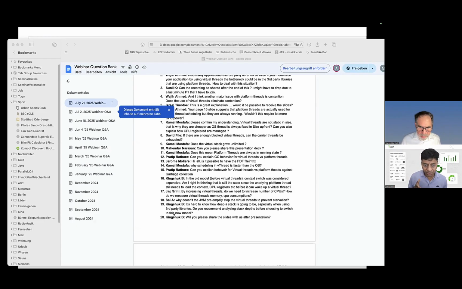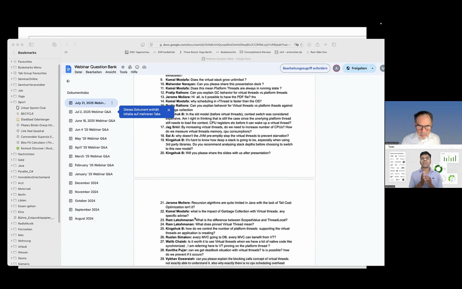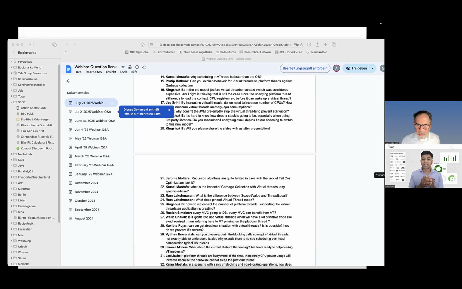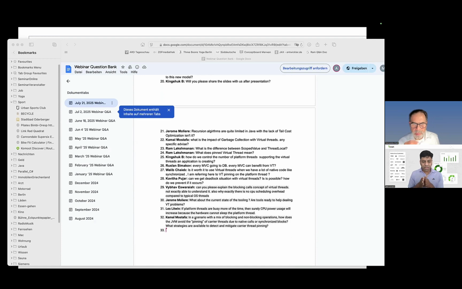When you have a deep stack, you will get a Stack Overflow error. If you are getting a Stack Overflow error in platform threads, you will get Stack Overflow error in virtual threads. If you are not getting Stack Overflow error in platform threads, you will not get Stack Overflow error in virtual threads. So in my opinion, you don't have to worry about it. Today, if your application is running without any Stack Overflow errors, then you can switch to virtual threads. You will not run into Stack Overflow errors in virtual threads.